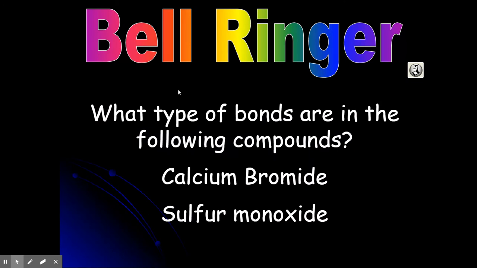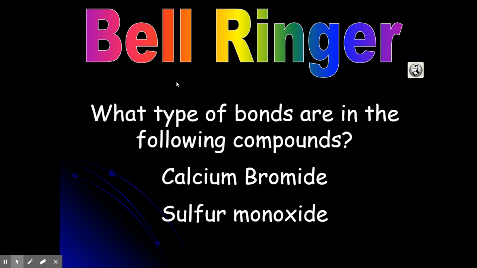Here it is. What type of bonds are in the following compound? So the first one I'll go over with you. The second one is up to you to figure out. So remember to figure out what type of bond it is. All right, well, first things first, if it has a polyatomic ion on it from table E, then it's going to be ionically bonded. It technically has both bonds in there, but we'll talk about that in the unit. But for now, it's ionically bonded.